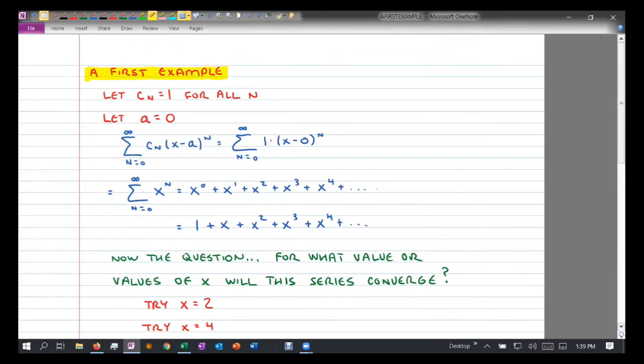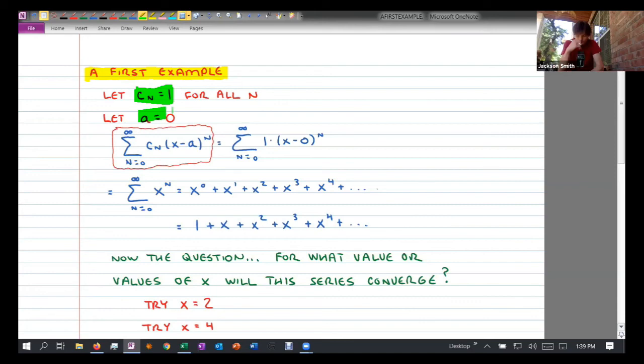Okay. All right, so what I'm going to do is take our general formula for a power series, which I'm going to put here in this little red box. That's our general formula for a power series centered at a. And I'm going to tell you right now that I want every coefficient, for every single term, to always be 1. And I'm also going to tell you that I want a to be 0.